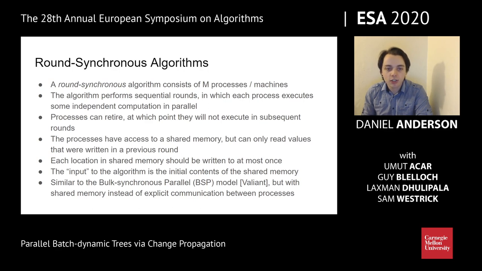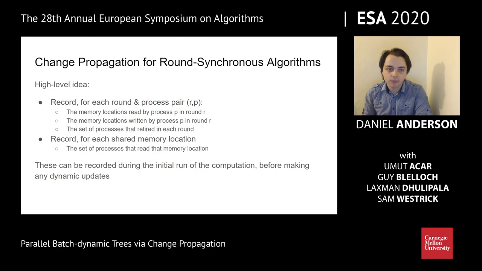We additionally allow processes to retire, at which point they won't execute in any subsequent rounds. These processes all have access to a global shared memory, but we restrict them so that they can only write to each location in shared memory once, and they can only read values that were written in a previous round. We say that the input to the algorithm is the initial contents of shared memory. This model overall is very similar to Valiant's bulk synchronous parallel model, the main difference being that instead of having explicit communication channels between the processors, we use a global shared memory instead.